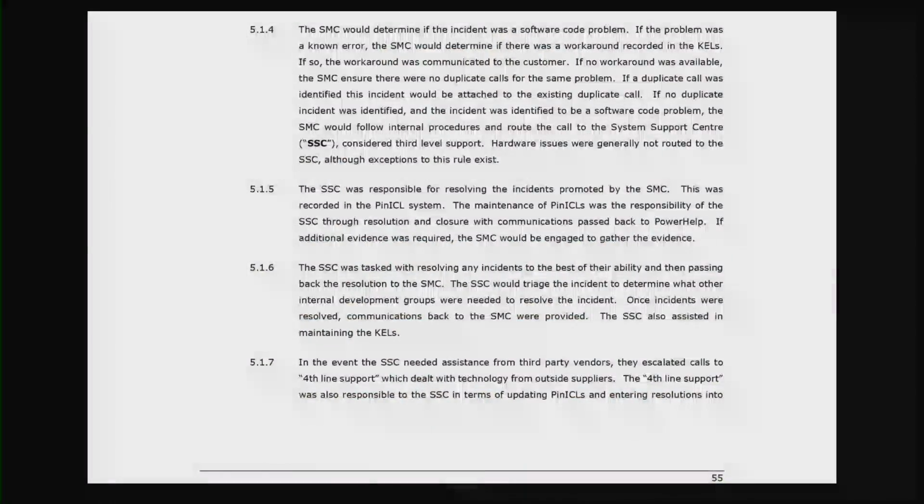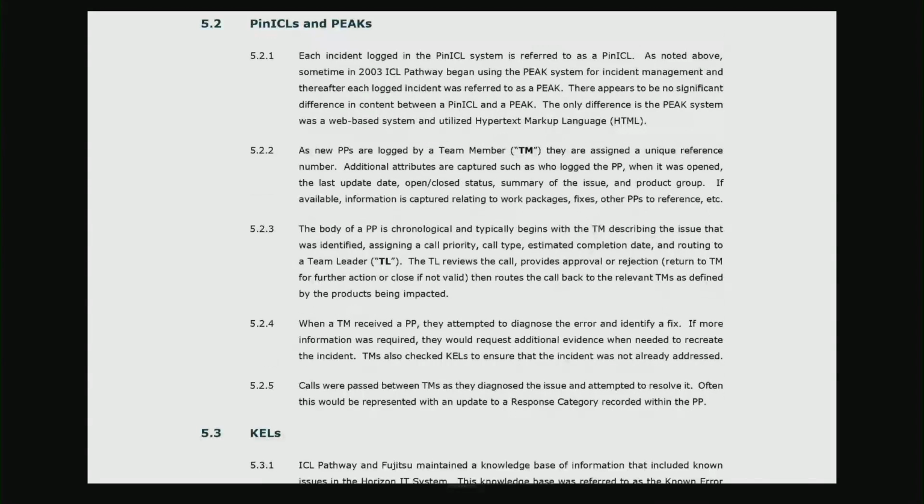Can we turn then to Pinnacles and Peaks over the page, please? Each incident, you tell us, logged in the Pinnacle system is referred to as a Pinnacle, is that right? Yes. The only ostensible difference between a peak and a Pinnacle is what? There was a peak system that replaced the Pinnacle system using updated technology. There was a bit of difference in the format of how they recorded and the technology that underpinned them, but essentially they carried out the same function.